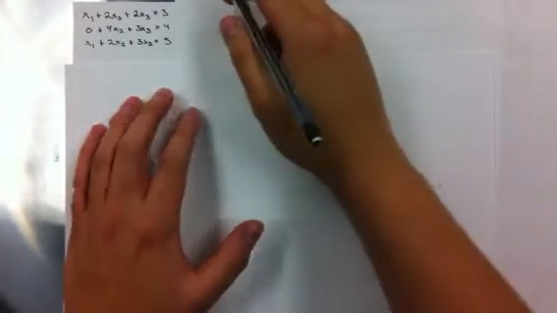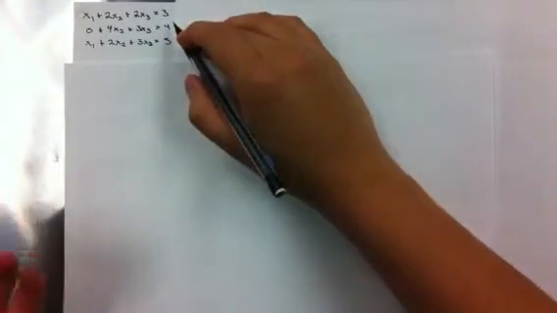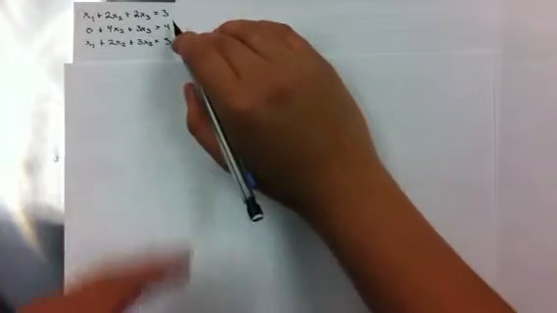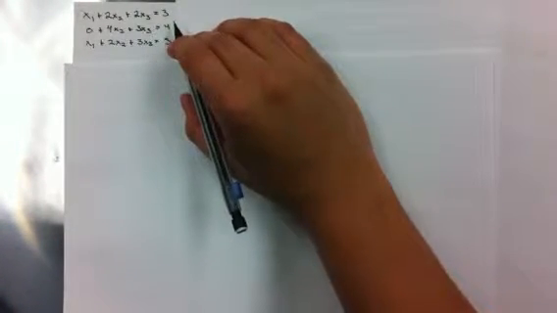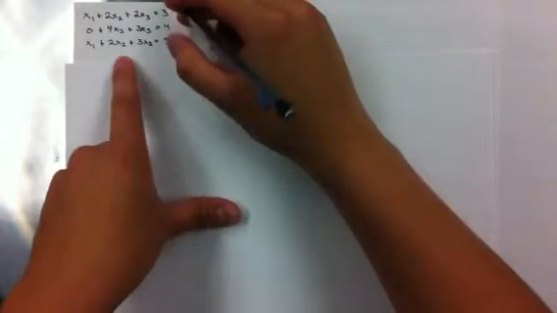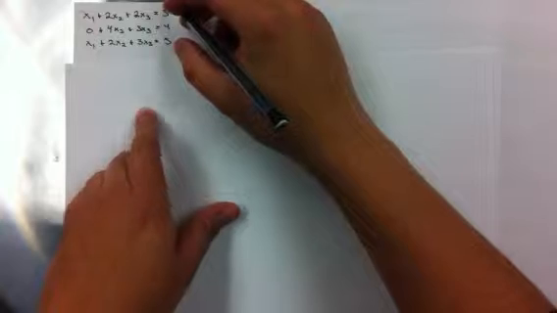Alright, in this video I'm going to show you how to solve a three unknown, three equation system by using elementary row operations and reduced row echelon form. First, we want to put this system into an augmented matrix.